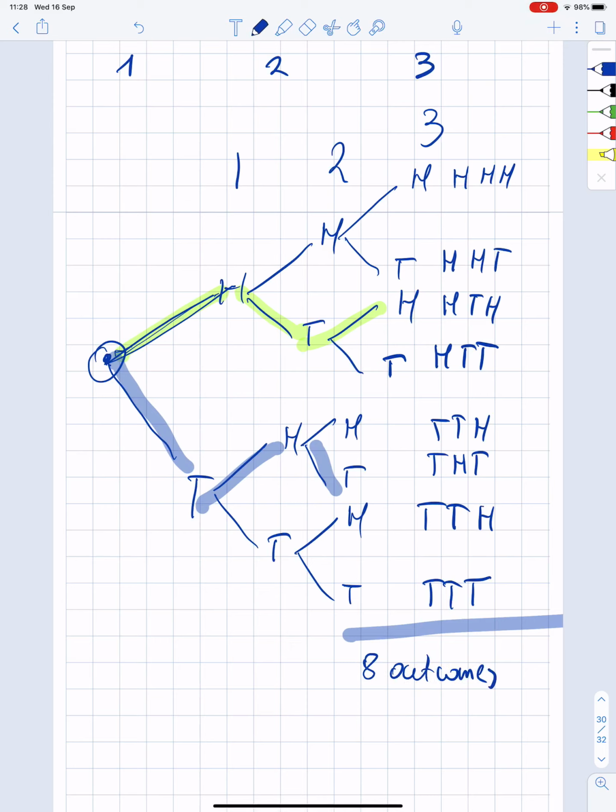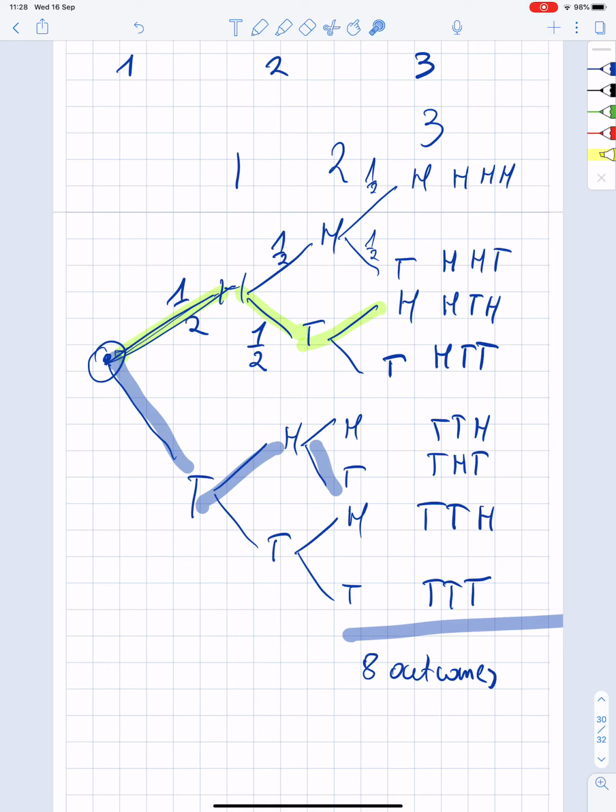Now, for each of those outcomes, I can find the probability. So the probability of getting heads on the first toss, what's that? 1 over 2. Probability of getting heads on the second toss, 1 over 2. Probability of getting tails on the second toss, 1 over 2 as well. Probability of getting heads on the third one, 1 over 2.